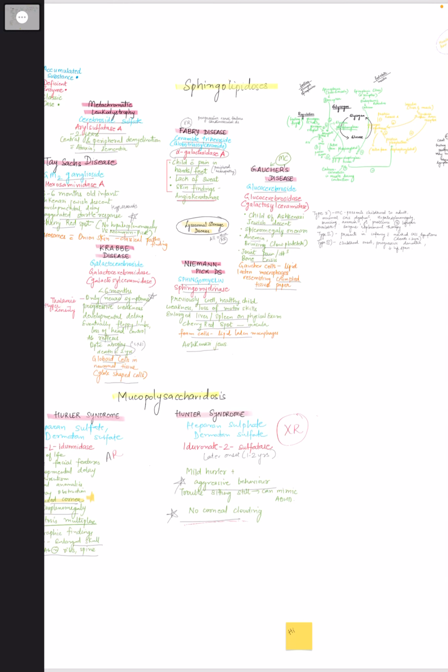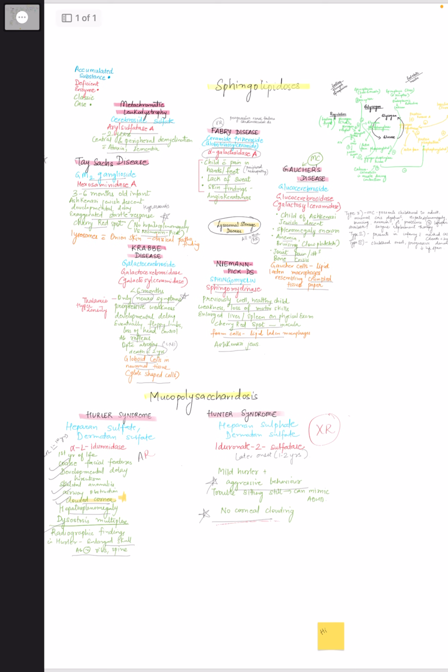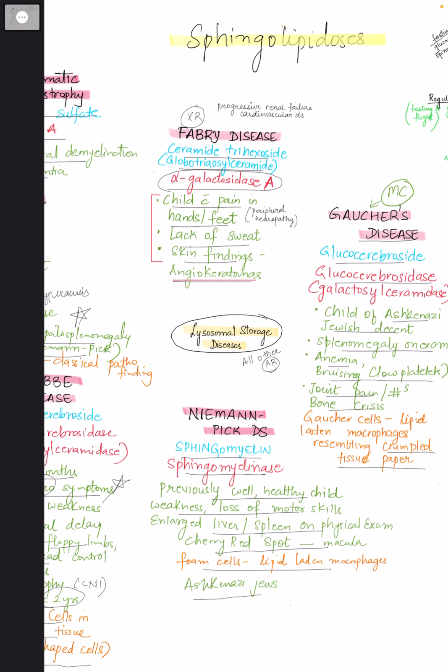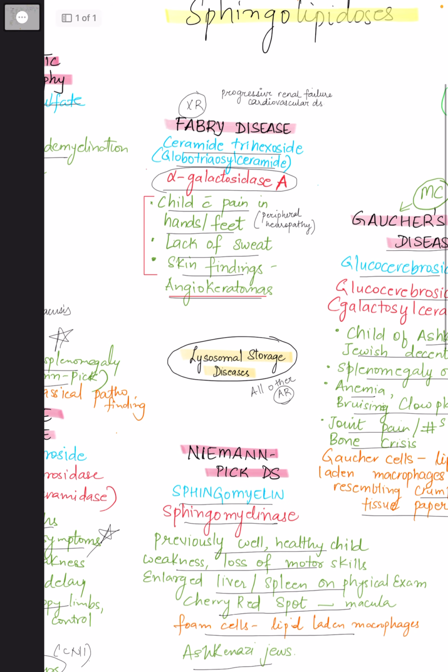So the topic is lysosomal storage diseases and glycogen storage disease. First, we are going to discuss the lysosomal storage diseases. All the lysosomal storage diseases are autosomal recessive except Fabry disease, which is X-linked recessive. I'm going to discuss a few points which are important in the respective diseases.